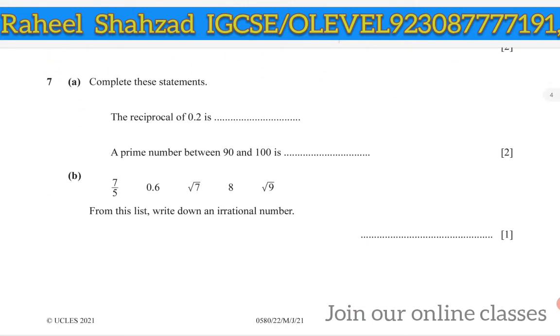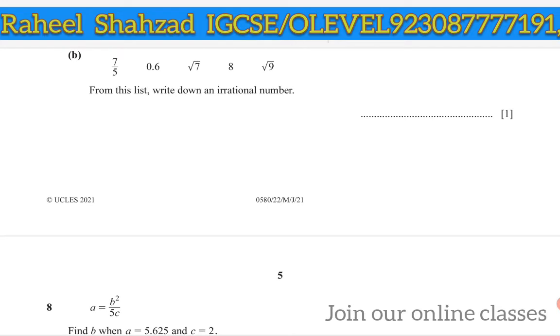Next is question number 7 that says complete these statements. The reciprocal of 0.2 is, well, the easiest way is that 0.2 means 2 divided by 10. When you simplify, that is equal to 1 by 5, and its reciprocal is going to be 5. So your answer is 5. A prime number between 90 and 100 is 97.